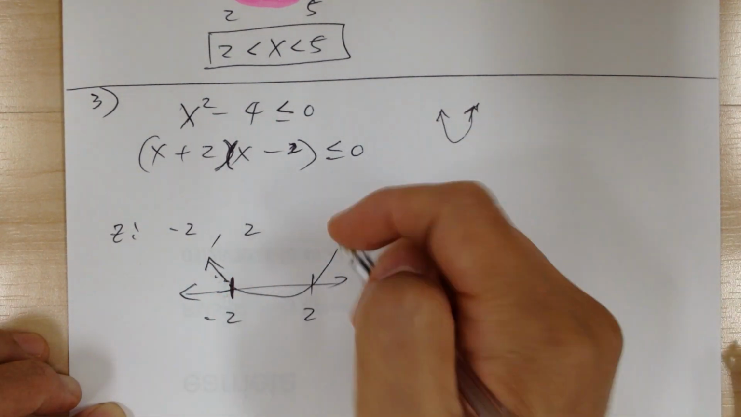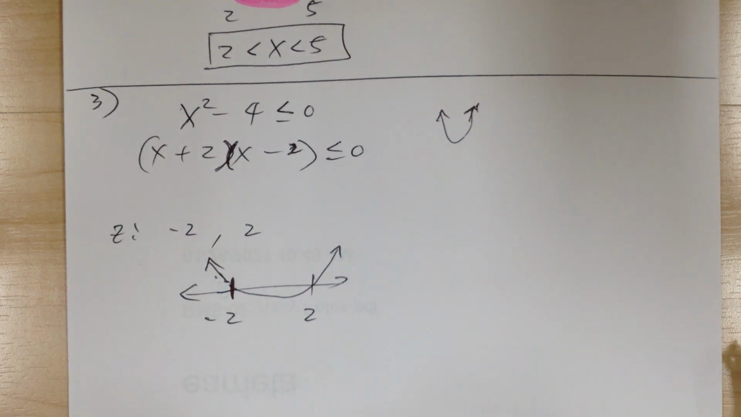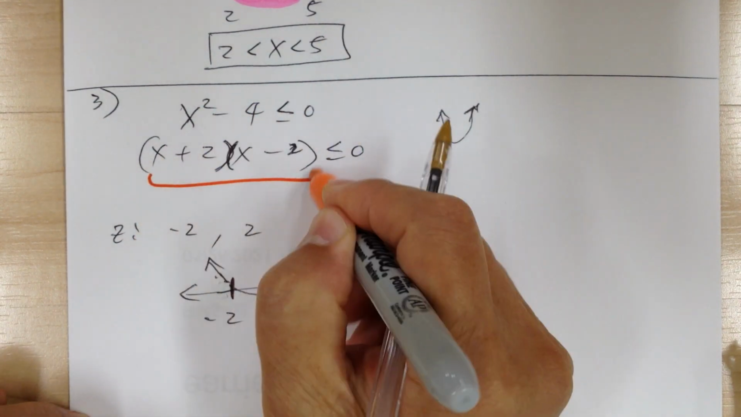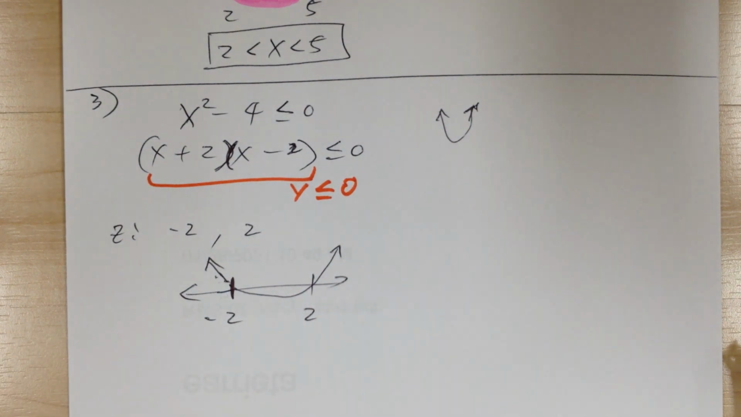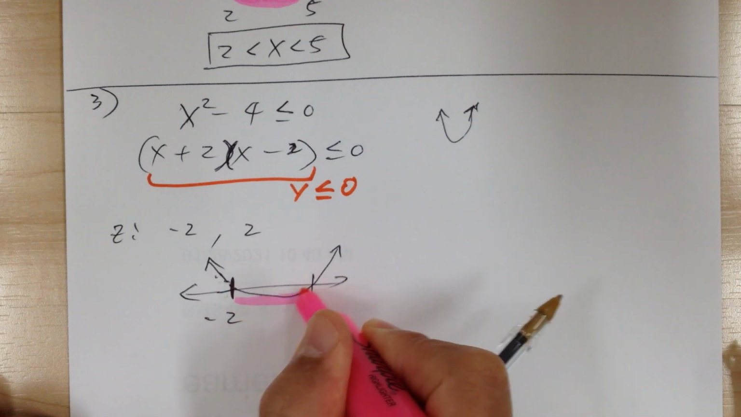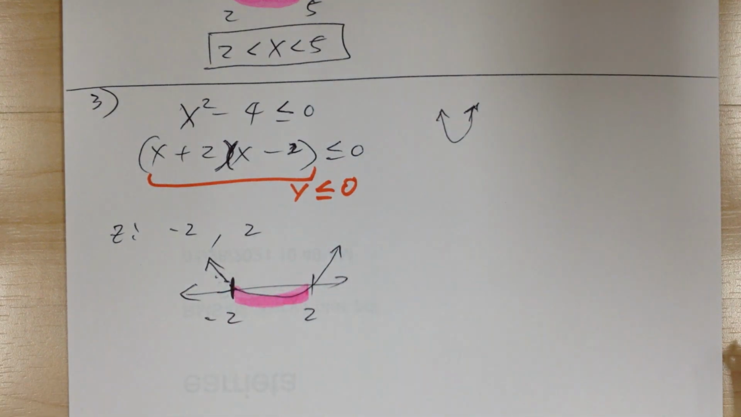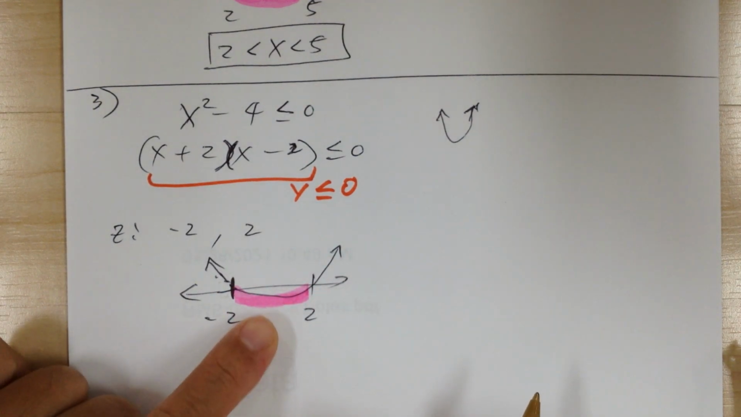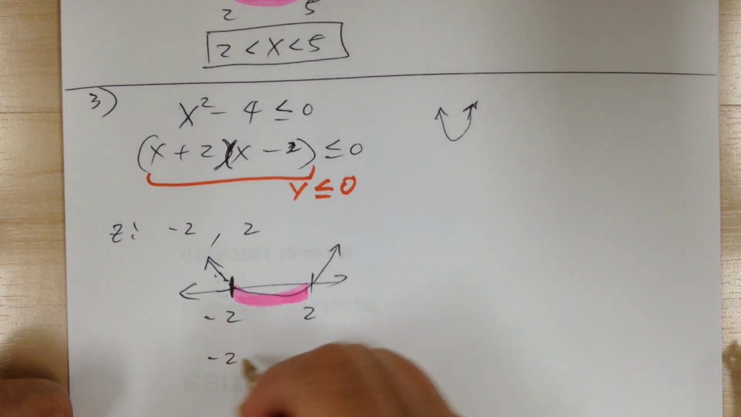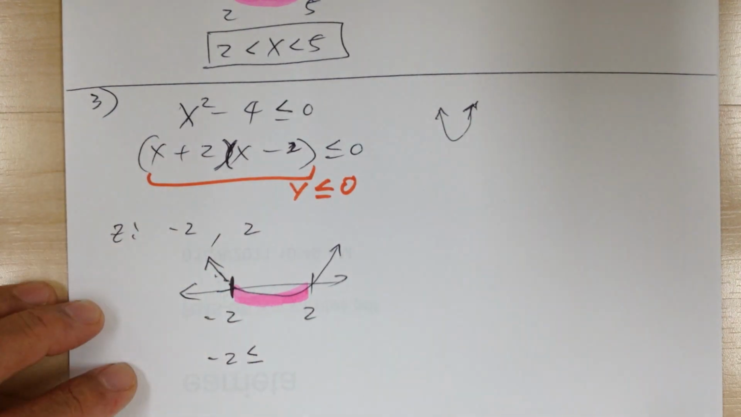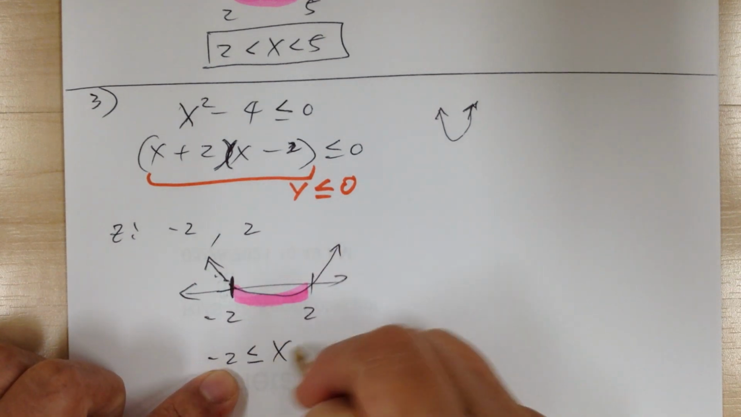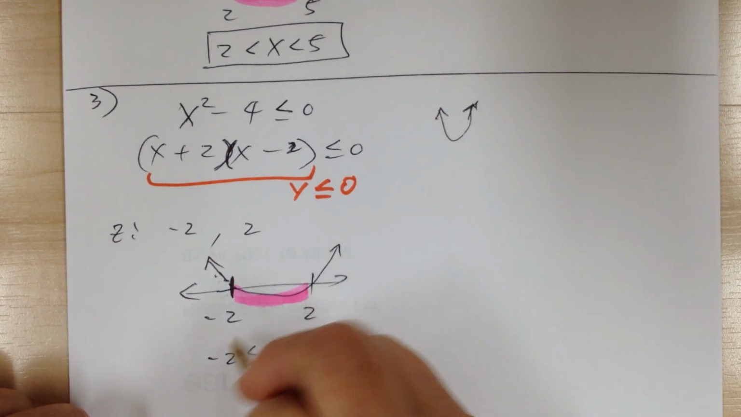Again, you have to think of this whole thing as your y, so it's y less than or equal to 0. That's what you're looking for, so it's this part right over here. This is the part that you want. So your answer would be negative 2 less than or equal to x, less than or equal to 2, following the same inequality.